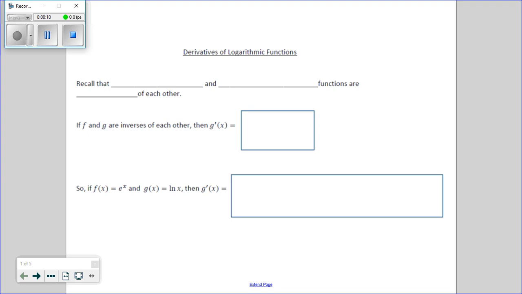Alright, so first of all, recall that exponential and logarithmic functions are inverses of each other. So this is very important, okay? Exponential and logarithmic functions are inverses of each other. So remember, we've already learned a rule for finding the derivative of an inverse function.